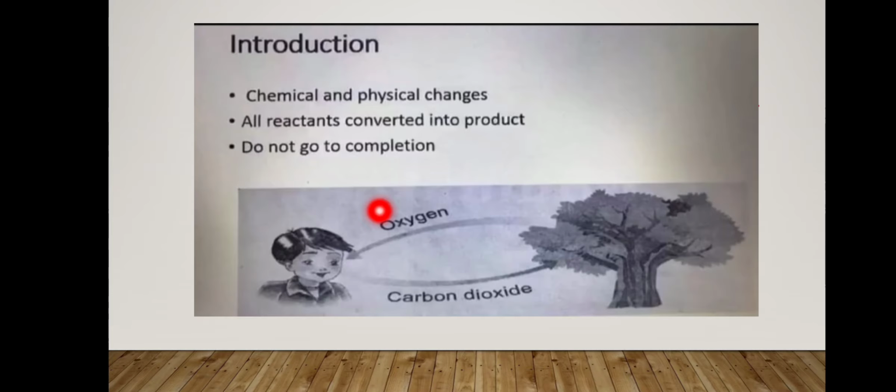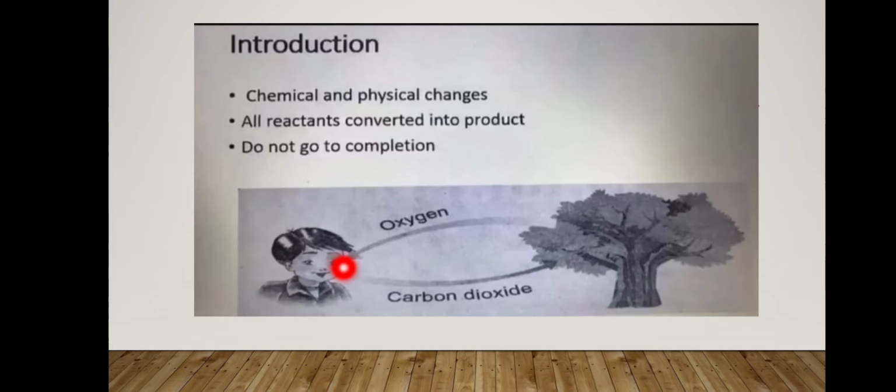First of all, introduction. Generally, we presume that most chemical and physical changes proceed to completion. A complete reaction is one in which all reactants are converted into a product. Most chemical reactions do not go to completion because products react with themselves to form the reactants.